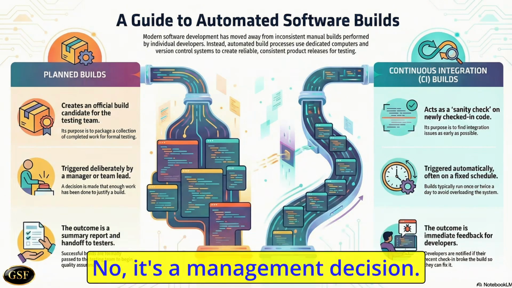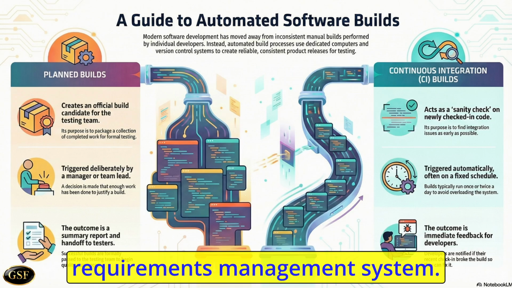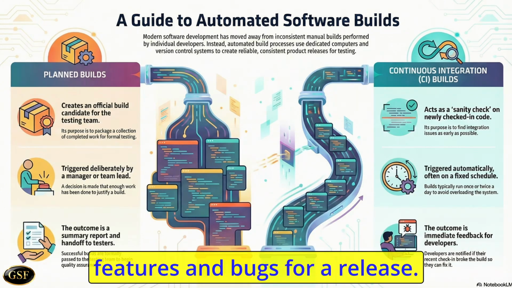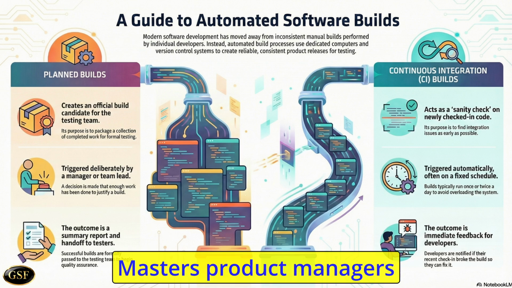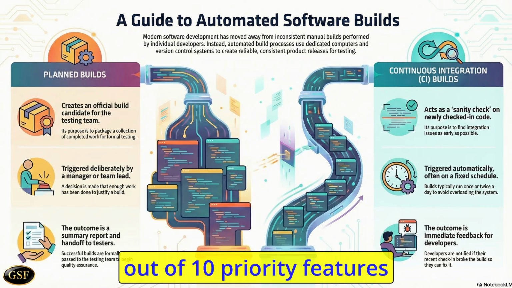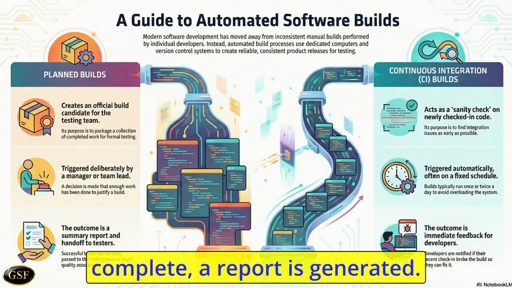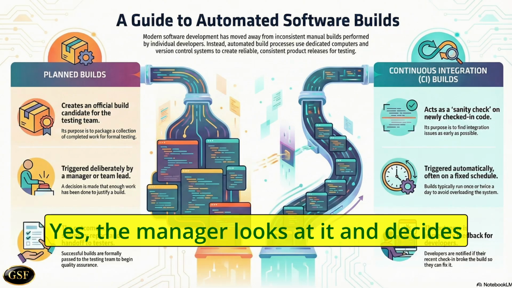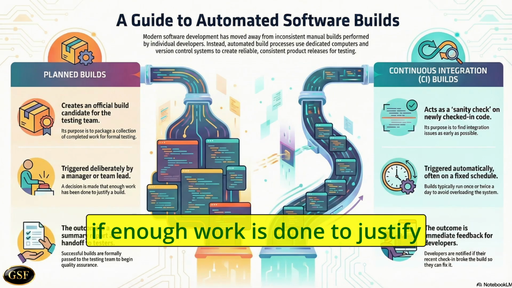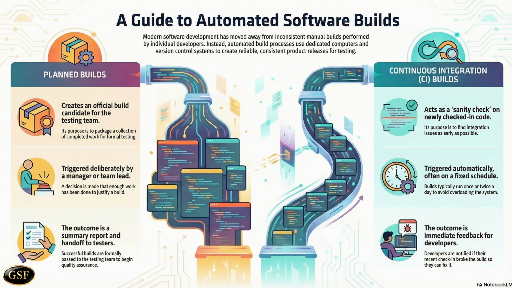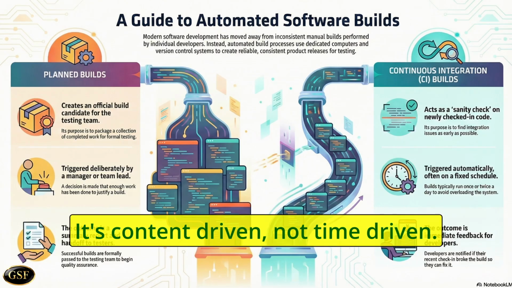No, it's a management decision, and it's driven by data from the requirements management system. That system lists all the features and bugs for a release. When leadership, scrum masters, product managers, see that, say, 7 out of 10 priority features are marked development complete, a report is generated. And that report is the justification. Yes. The manager looks at it and decides if enough work is done to justify pulling the trigger for a major build. It's content-driven, not time-driven.